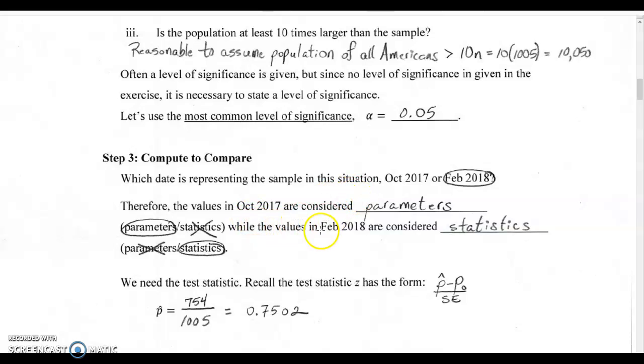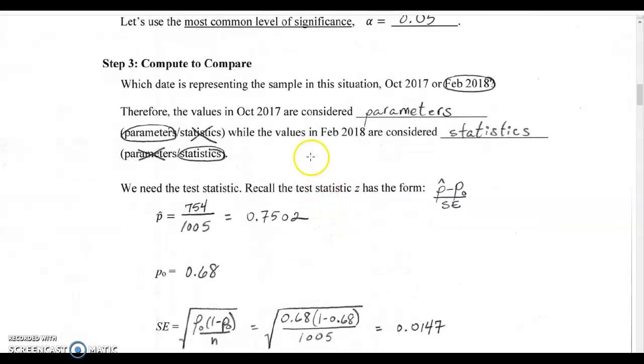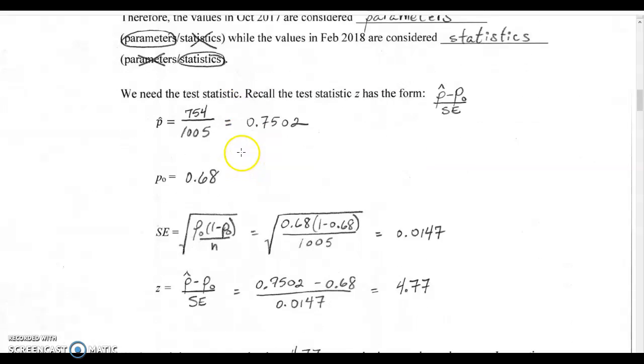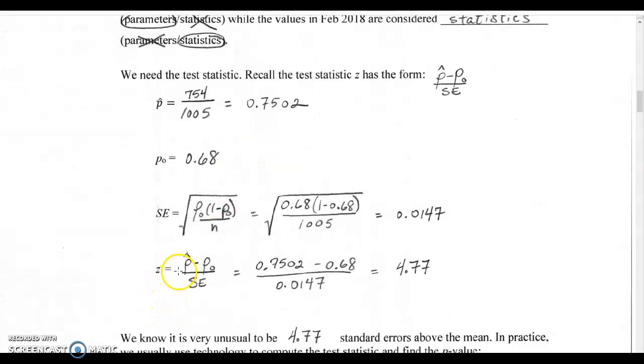we'll have enough evidence to reject the null and support the alternative. Okay, so the values in October 2017 are what we're considering parameters. That's what we're considering true about the population. And the values in 2018 are where we get our statistics. So we need the test statistic, z. Remember, z is p hat, which is what we get from our sample, minus p naught, which we hypothesized in the null, divided by the standard error, where the standard error uses that null hypothesized value.